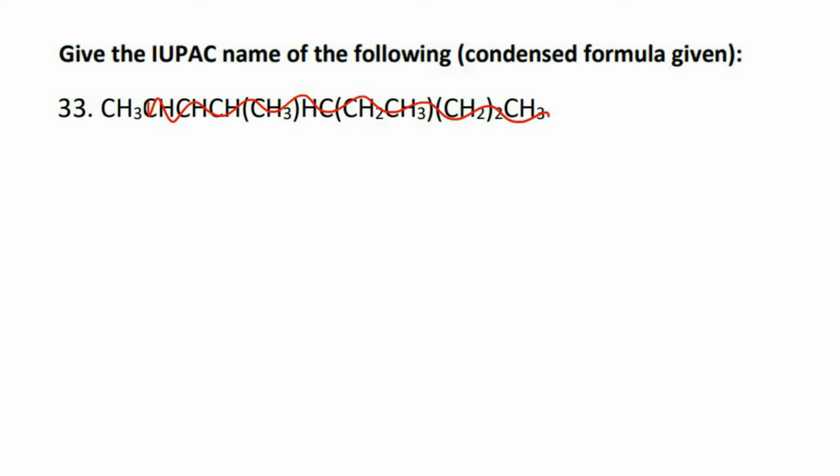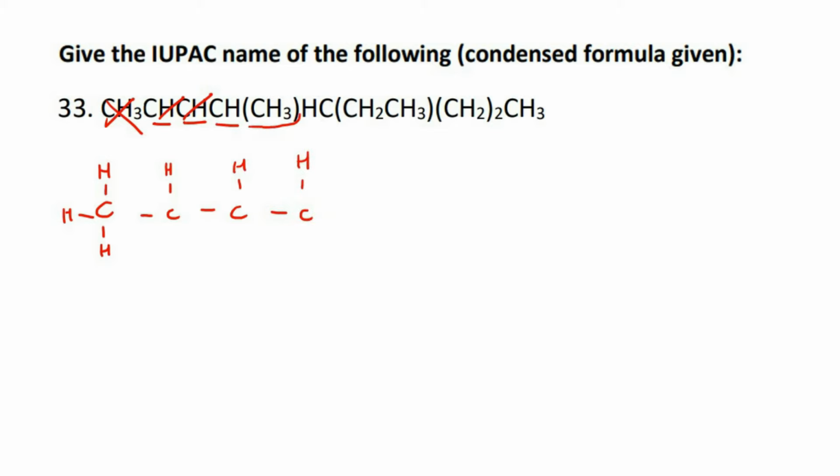Just start on the left-hand side. So it's CH3. Okay, so we can scratch that out. Then there's a CH and another CH. So that's usually a double bond. As you practice this, you'll get used to this. Okay, so we've done that. Then there's a CH again. Okay. Now look at the CH3.